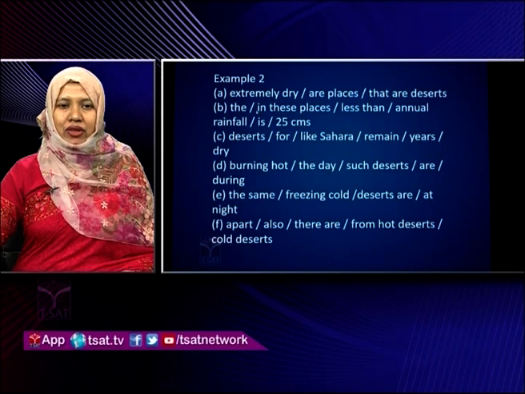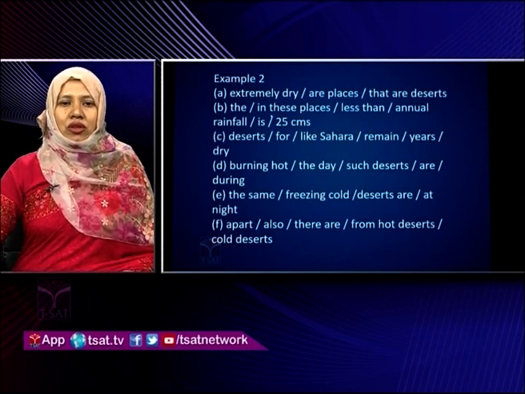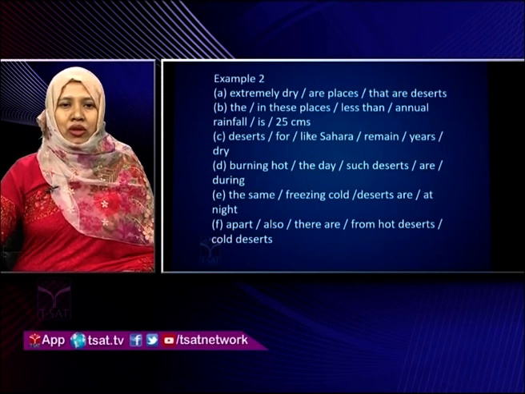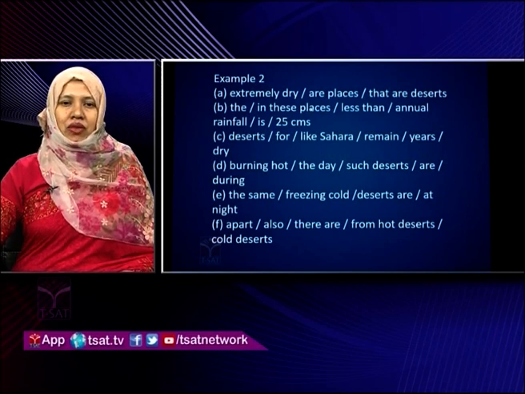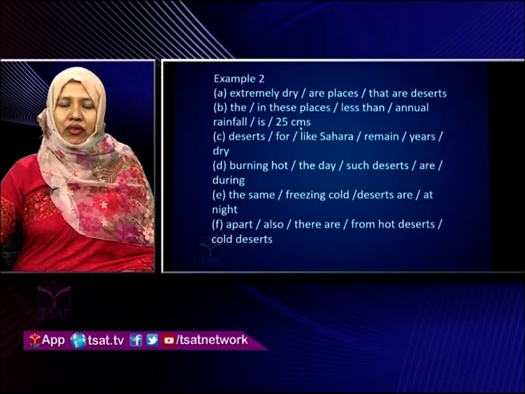Now, look at the second one. In these places less than annual rainfall is 25 centimeters. So, search for the noun. Where is the noun? There is no noun here. So, the sentence is a continuation, it is like a paragraph. We can continue the sentences. We are talking about deserts. In these places, the annual rainfall is less than 25 centimeters. You are continuing the paragraph.